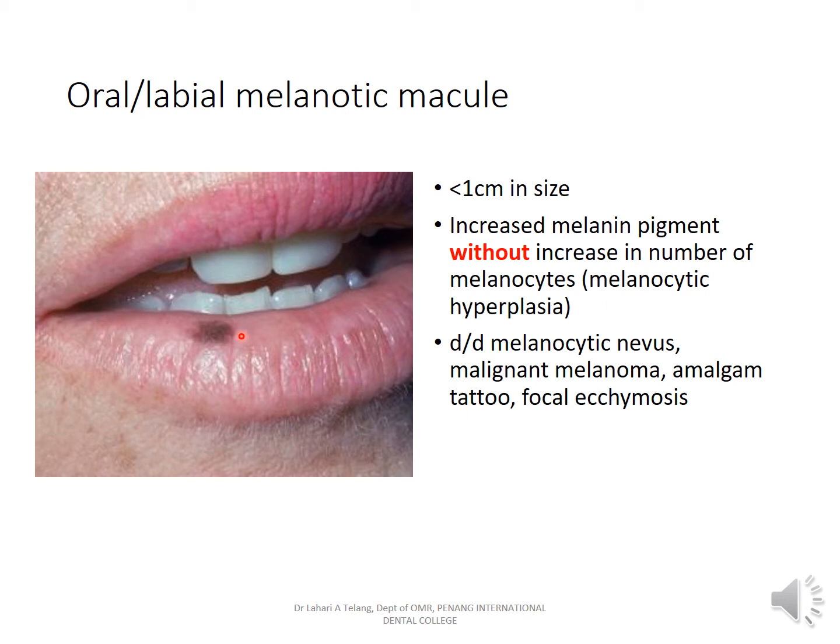Very commonly seen on the lower lip and in the junction of the vermilion border and the labial mucosa, that is this area. And the differential diagnosis would be melanocytic nevus, malignant melanoma, amalgam tattoo, which is again difficult to find on the lower labial mucosa, and focal ecchymosis.